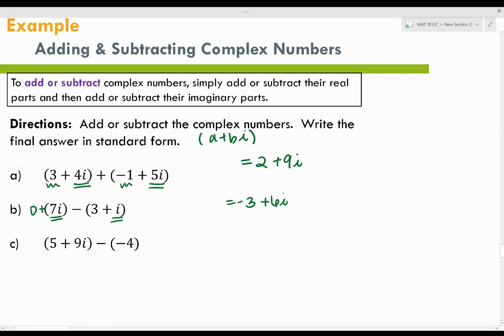Okay. Let's look at c. So for c, if we combine the real parts, okay, we have 5 and negative 4, but we're subtracting, so it's going to change this sign to positive. So we have 5 plus 4, which is 9, okay, and then we're going to combine the imaginary parts. So in this first number, it's 9i. The second number doesn't have an imaginary part, so it's understood to be 0i. So if we combine 9i and 0i, that's going to be 9i.